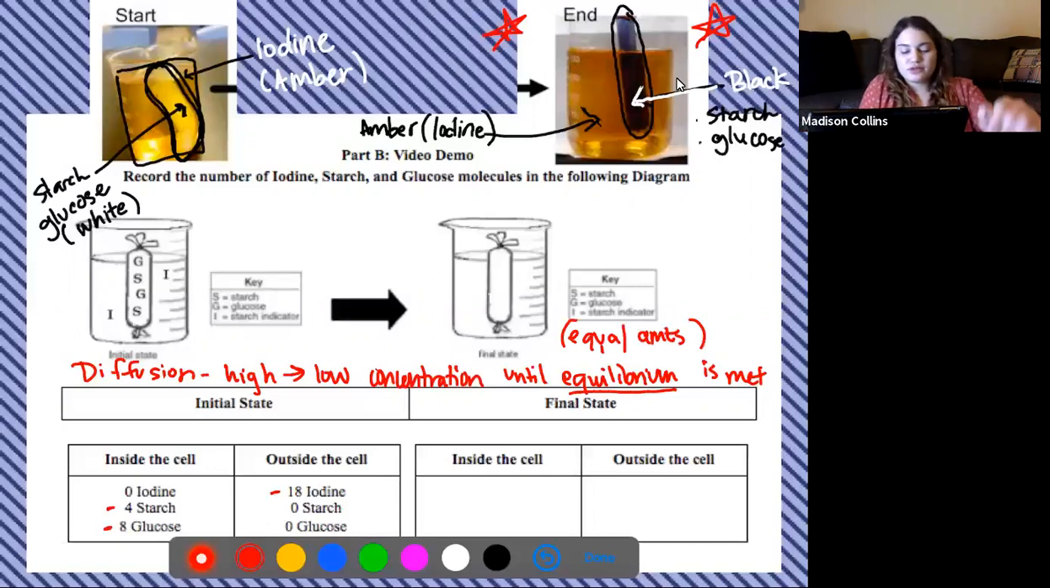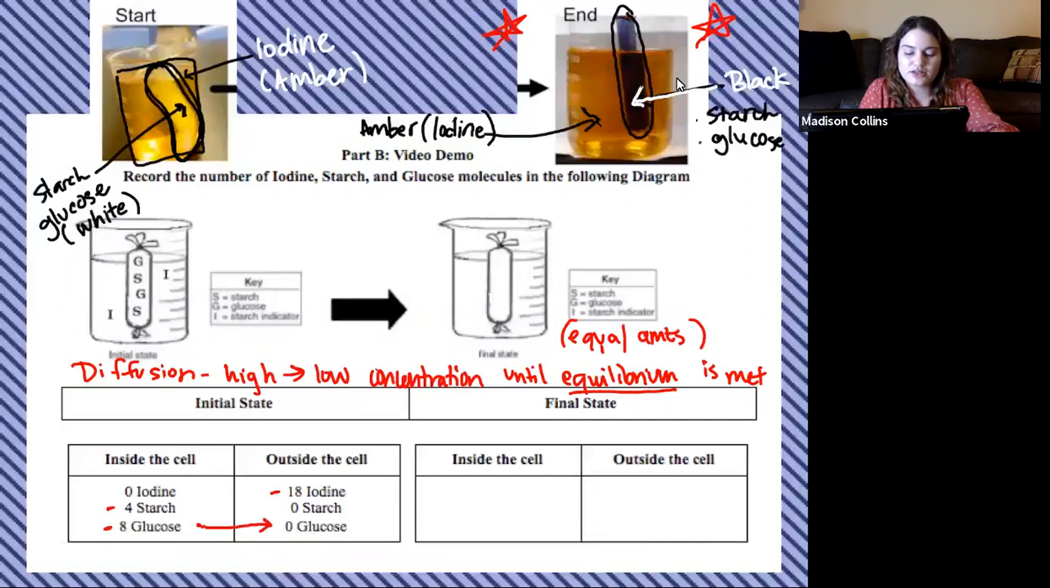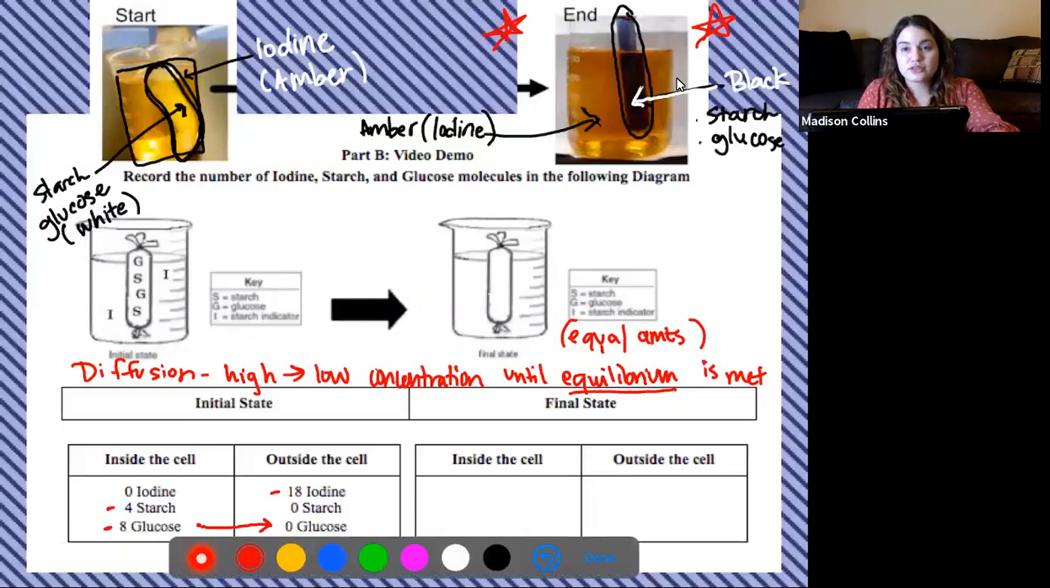Okay, so theoretically, these molecules of glucose inside the cell are going to want to travel across the cell membrane until they reach equilibrium. Same thing for this starch. Starch is going to want to travel across the cell membrane to reach equilibrium. But what do we know about the size of starch and glucose molecules? While glucose is a small molecule, starch is actually a really big molecule. Remember, it's a polysaccharide. And because of that, starch is actually too big to cross the cell membrane.